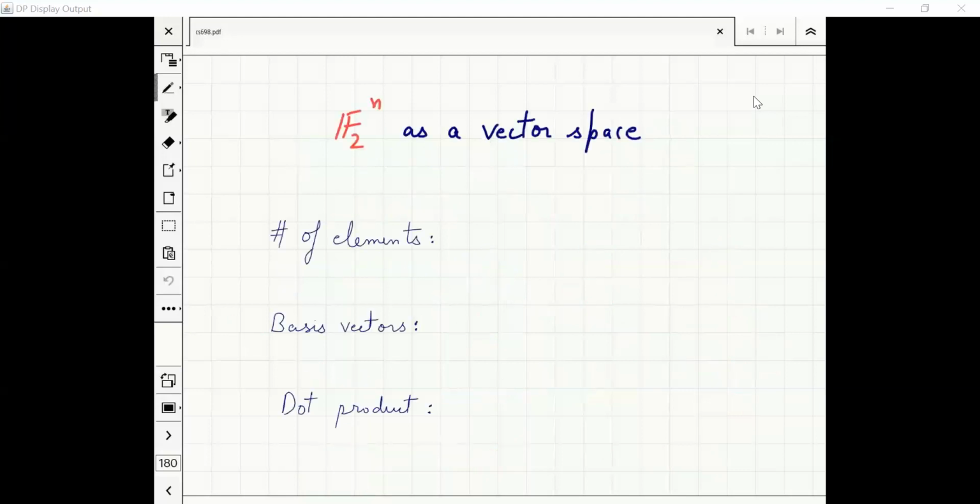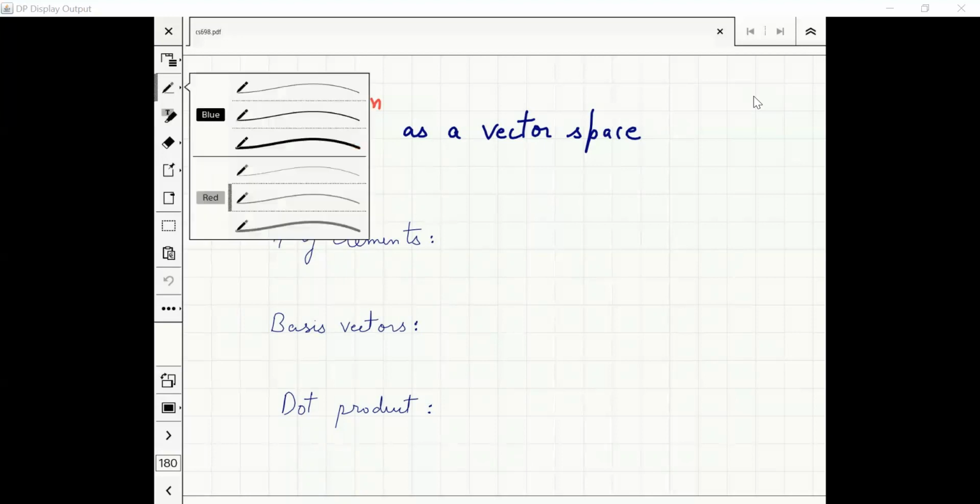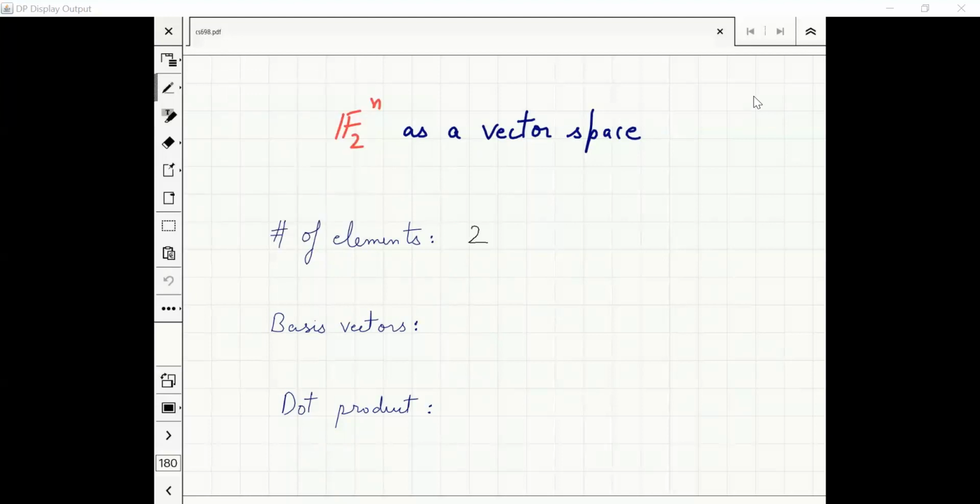Okay, so we are going to look at F2 to the power n as a vector space. The number of elements in this vector space is 2 to the power n. What are the basis vectors, Debarsho? Sir, 1 0 0 0, 0 1 0 0, and so on: only one entry is 1 and all the rest are 0. So there are n basis vectors. This is called the standard basis. You can think of many more bases.